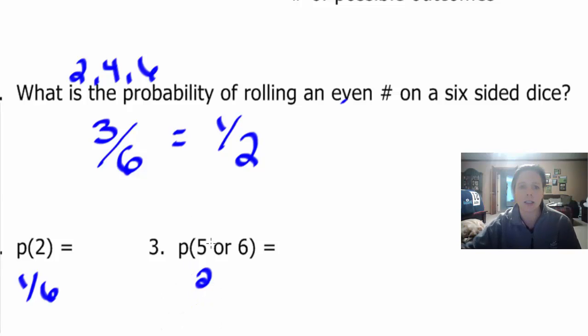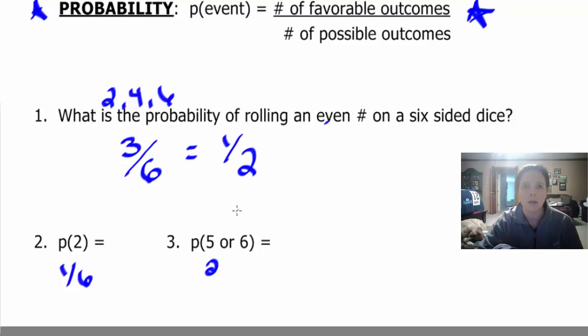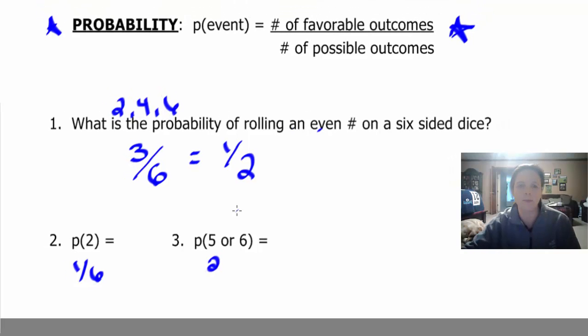Of course. There we go. The probability of a 5 or 6 is 2 out of 6, which would be 1/3. Okay, so the probability again is the number of favorable outcomes over the total possible outcomes.